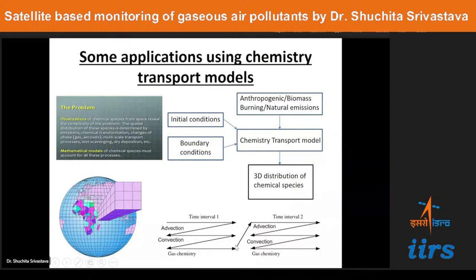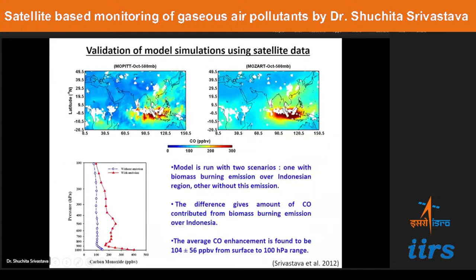So after 3 time intervals, you will get one significant, physically meaningful output. So using this method, using the chemistry transport models, we can simulate, mathematically calculate the global, 3-dimensional distribution of different chemical species. The same thing we will get from the satellite data, and the same thing we can calculate using a chemistry transport model. But it is a mathematical calculation, so there may be some error. So validation is very important. A very important application of satellite data is validation of model simulations.